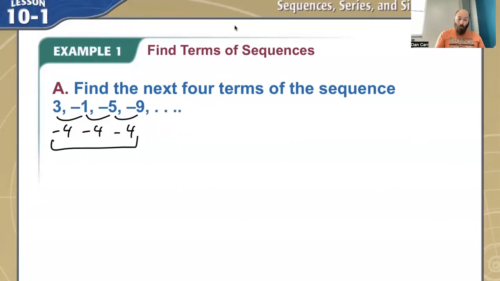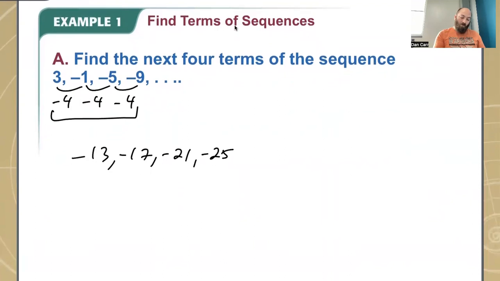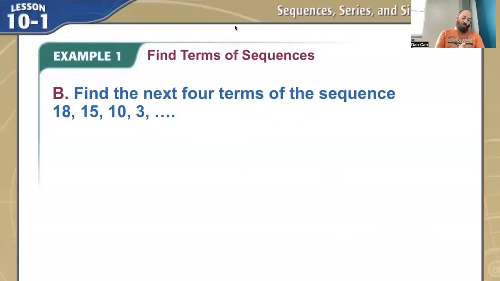If I want the next four terms, negative 9 minus 4 is negative 13. Negative 13 minus 4 is negative 17. Then subtract 4 again and one more time. There are my four terms: negative 13, negative 17, negative 21, and negative 25. Okay, let's try this one next. The next four terms of this sequence.